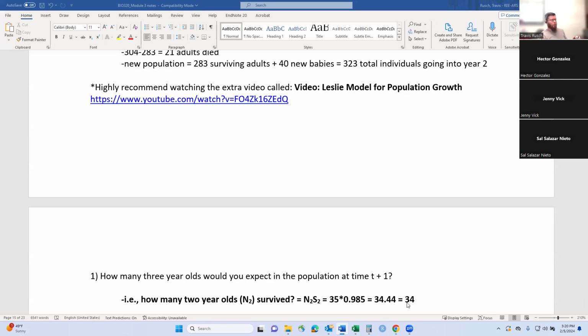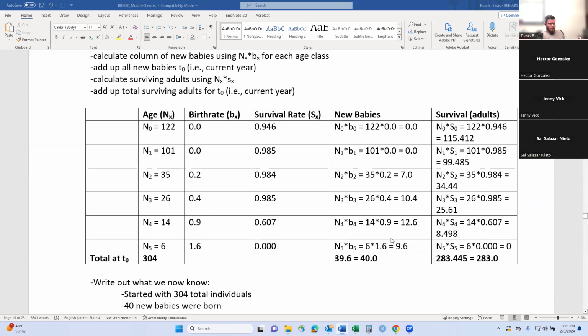I just wanted to show an alternative way, because what I would do is say how many 2-year-olds survived, or how many would you expect? You could scroll back up to this life table and look at your 2-year-olds. Right, and this is our value here. So this is their survival. So the 2-year-olds that survived, 34.4, or rounded to a whole number of 34.